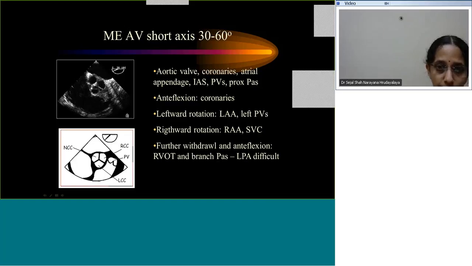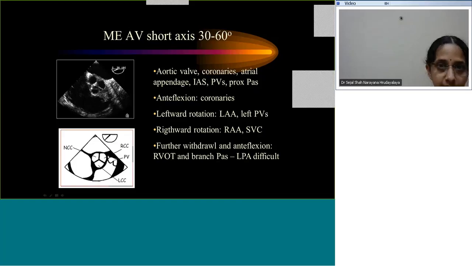In this similar view, a further withdrawal is going to bring the right ventricular outflow and sometimes the branch pulmonary arteries. The RPA could be seen hugging the aorta. The left pulmonary artery sometimes goes out of the view. So this is the aortic valve short axis. We have withdrawn the probe a little, and it's the short axis of the aortic valve.